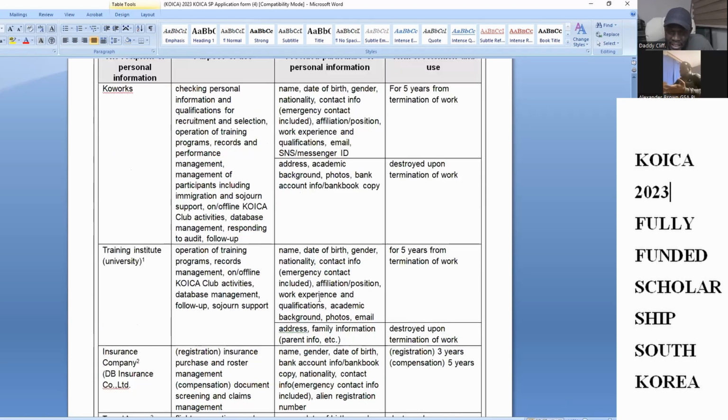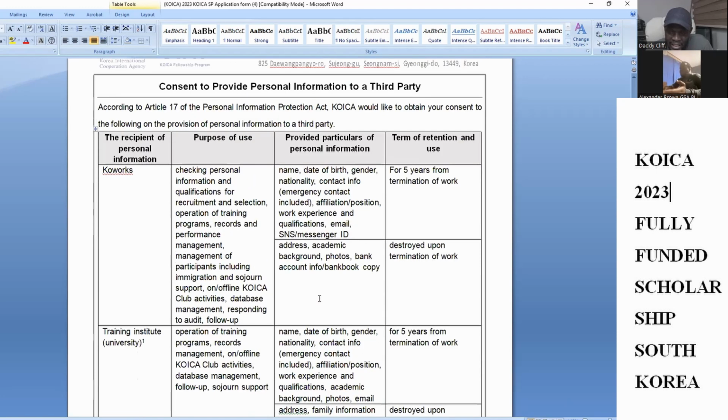The thing is that KOICA works with COWEX, the training university, the insurance company. They will need to give them this information. They will need to give some information to them. Okay. So if you agree to all these things, there is a section where you choose agree or disagree. Whatever you choose, then they will also know. If you agree, you take the agree, then you move downward, then you continue with it.